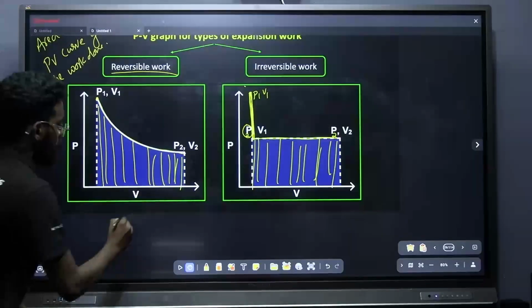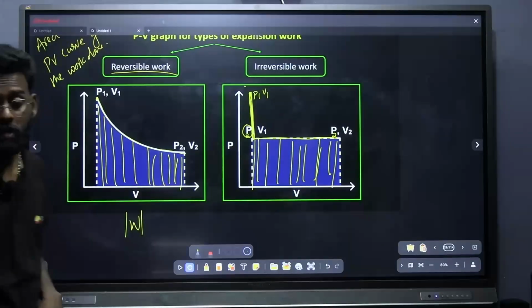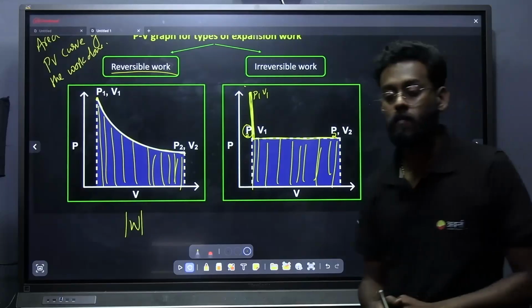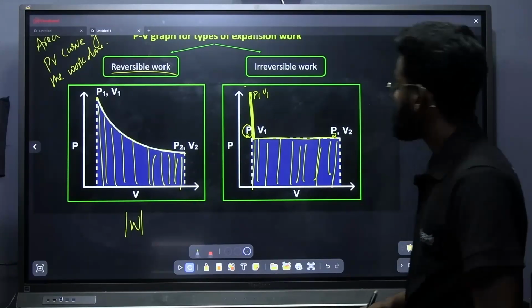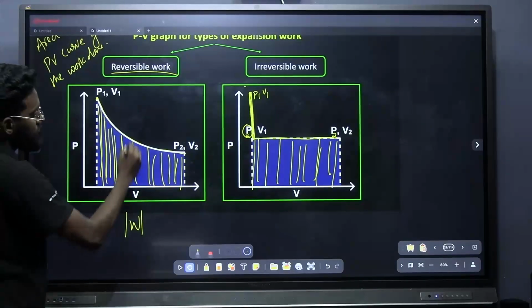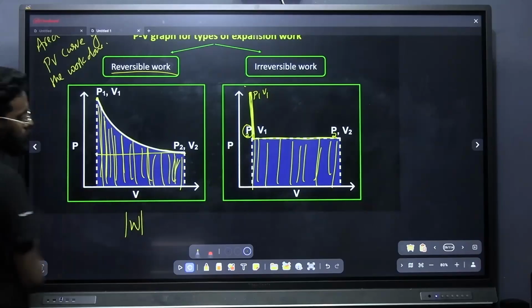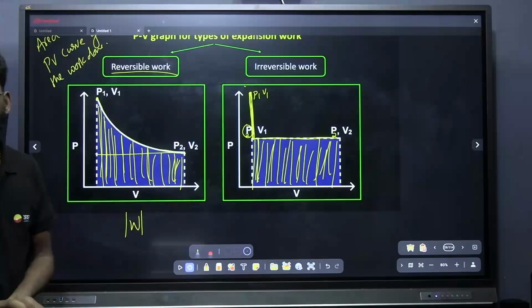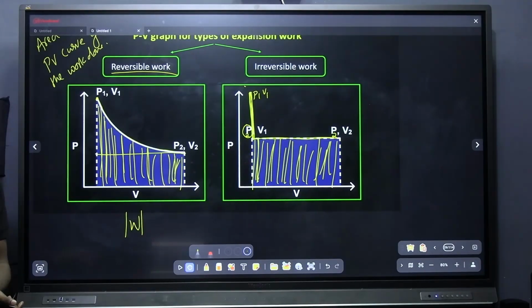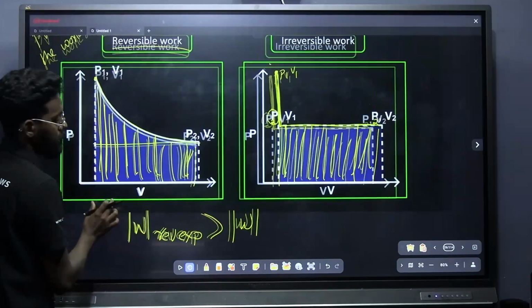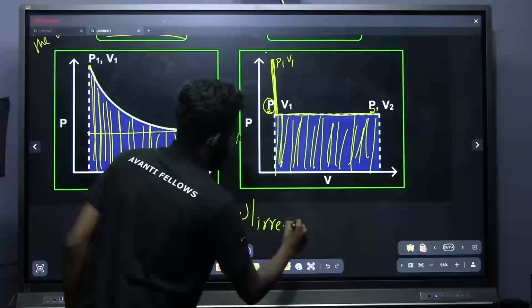Now from this you understood the magnitude of work done in reversible or irreversible, which case is more work being done? Irreversible more work is done? Are you sure? What is the area of reversible? This much area is there in the case of reversible. And in the case of irreversible, only this much area is there. Where can you see more area? Students, where can you see more area? In reversible you can see more area, which means work done in reversible expansion is greater than the magnitude of work done in irreversible expansion. It's a very important one.